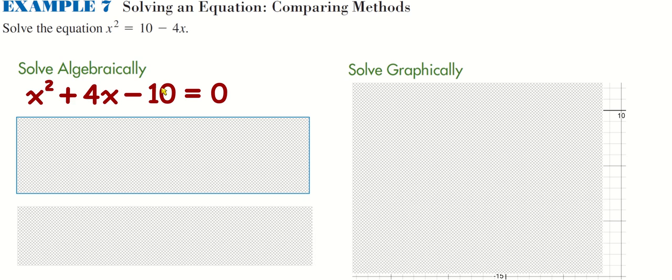-1 and +10, +1, -10, 2 and 5. No. So this doesn't factor.